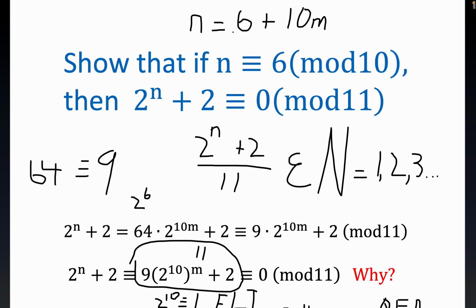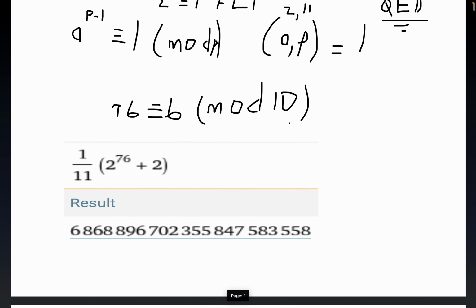Remember, we needed n congruent to 6 mod 10 in order for this statement to hold, and that's what we have right here. 76 is congruent to 6 mod 10. And look how big this large, unpronounceable number is: 2 to the 76 plus 2 divided by 11 yields an integer. So anyway, that's just a concrete example.